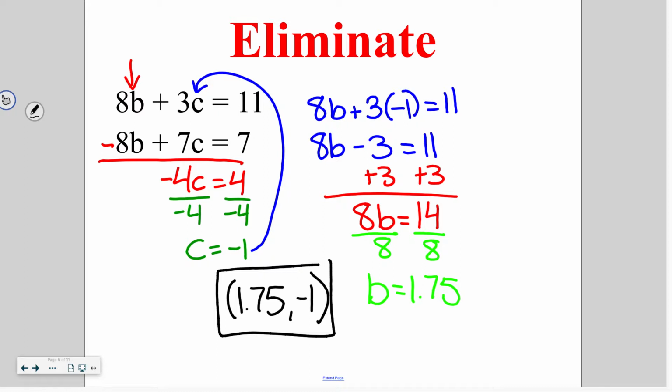Something to note is that if they don't use x and y for variables like you would normally use on a coordinate plane, you want to list your answers in alphabetical order. So since b comes before c in the alphabet, your answer for b comes before c in your ordered pair.